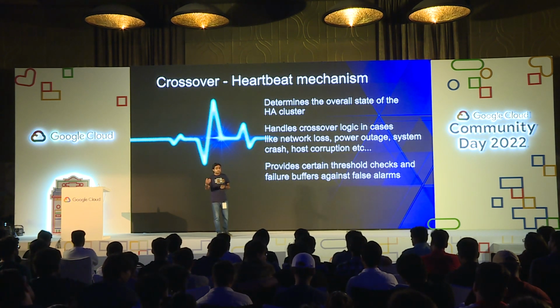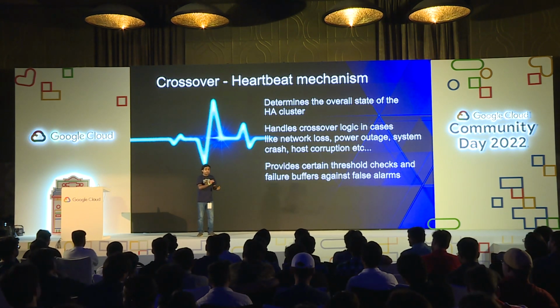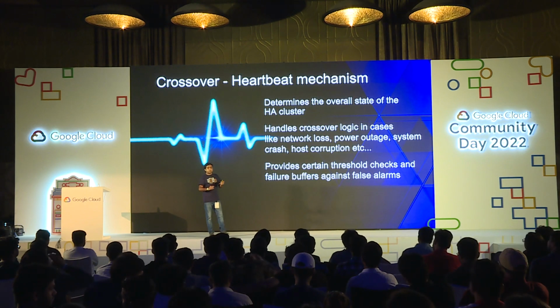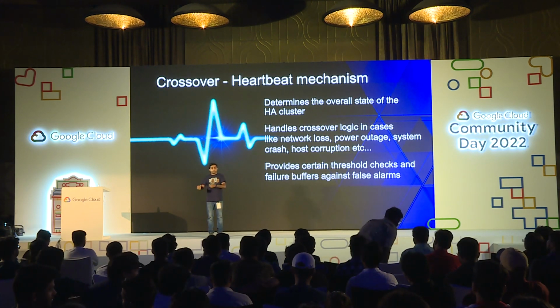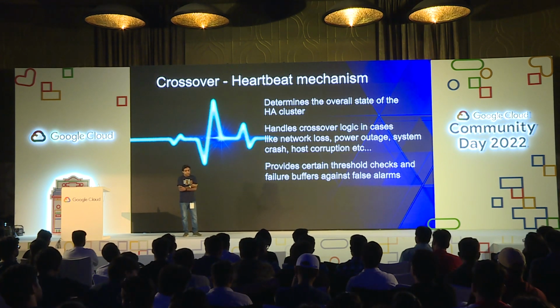So these are thresholds that I can configure. Or I can say that there is a CPU spike in the first node and it's not coming down, and I keep monitoring it for the last 15 minutes. So I now need to perform a failover. These are the various threshold checks that you can do.